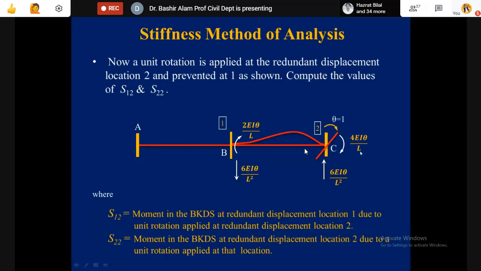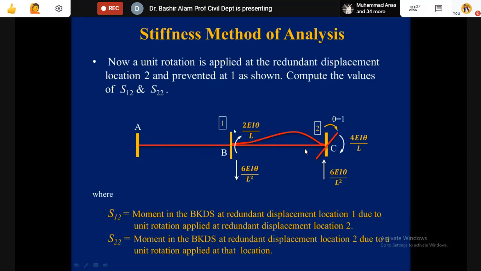this is 4EI theta divided by L, for AC. At the far end, this will be the same clockwise, but half magnitude, so 2EI theta divided by L, and this is the balancing couple, 6EI theta divided by L square, 6EI theta divided by L square. This fixed support can totally take this moment produced, and it is not going to be transferred towards the BA span.